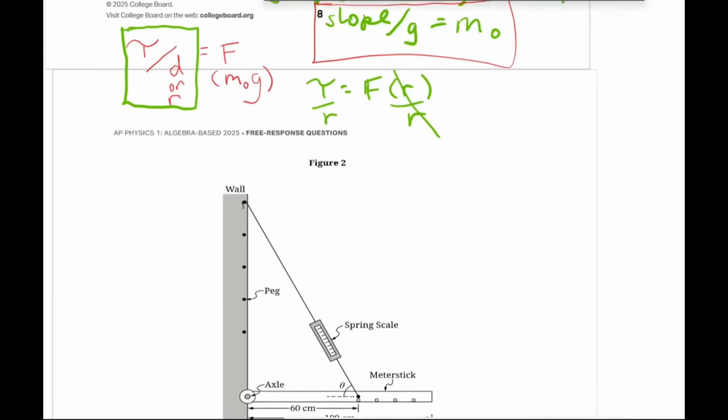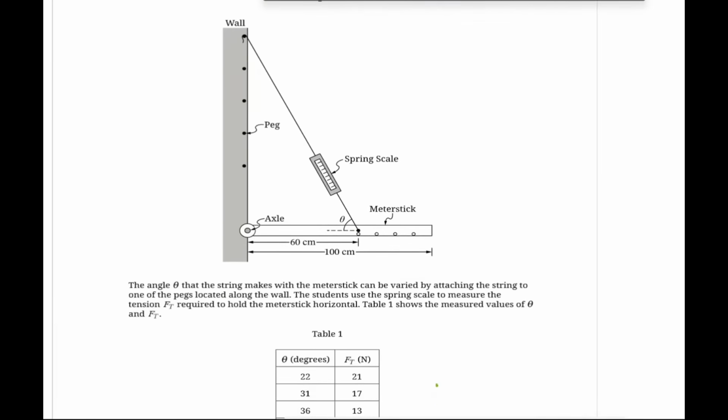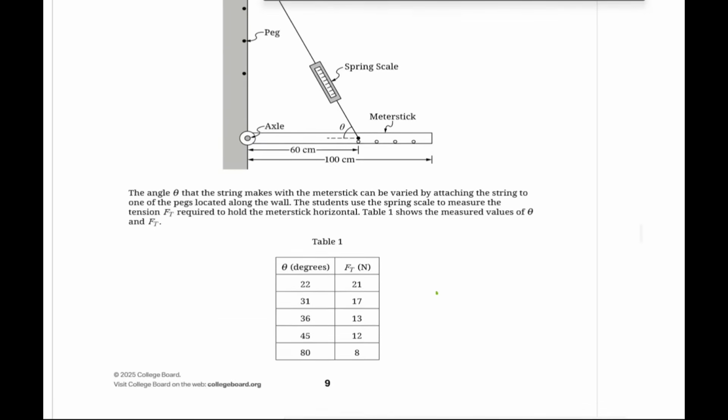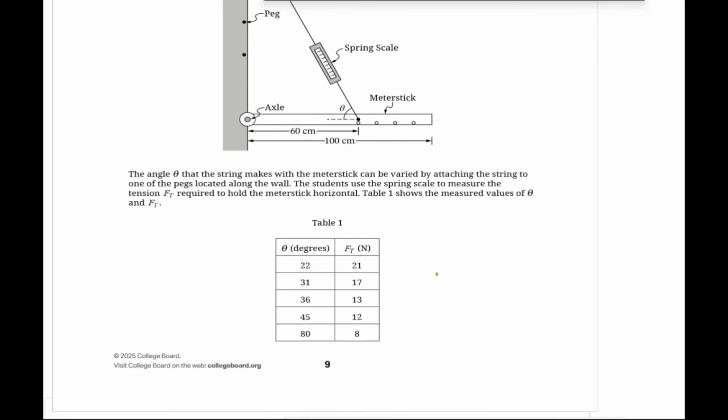All right, moving on, we have a case over here where we have an axle and then we have a spring scale, looks like basically showing the force of tension. And then you can move the cable over here at different angles and then get various tensions. As you can see here, as our angle increases, our tension decreases. All right, let's see what they want us to solve for here.